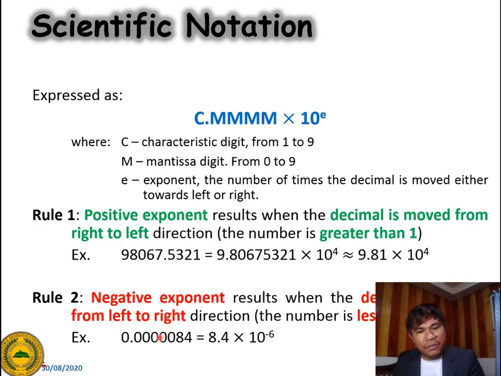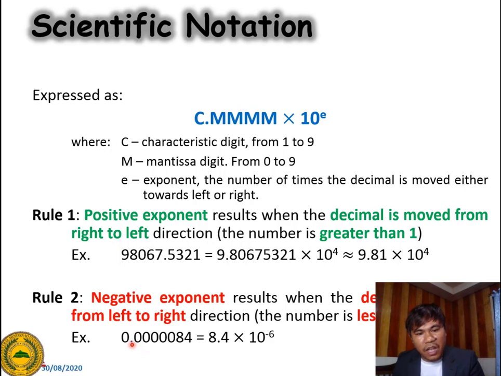So for example, if I have 0.0000084, how are you going to rewrite this in terms of scientific notation? Again, we need to take note of this form. We need to write the dot right after a characteristic digit C. In this case, the characteristic digit C is a non-zero number. In this case, we have 8.